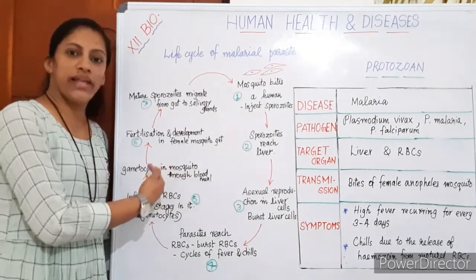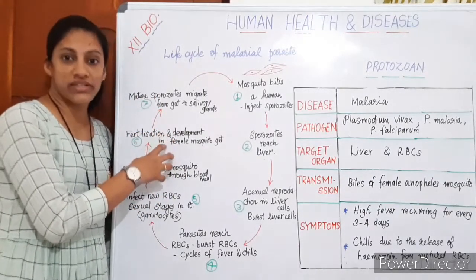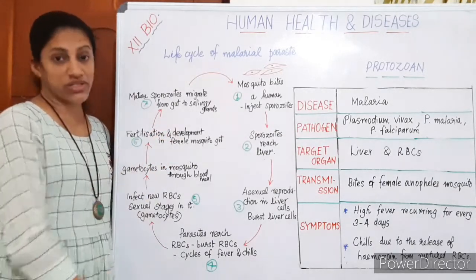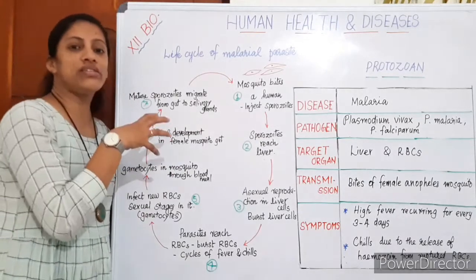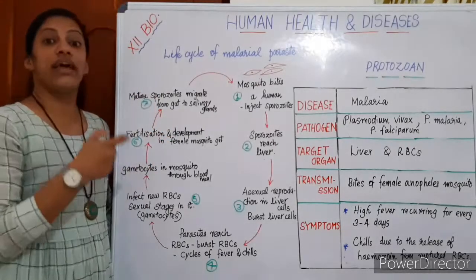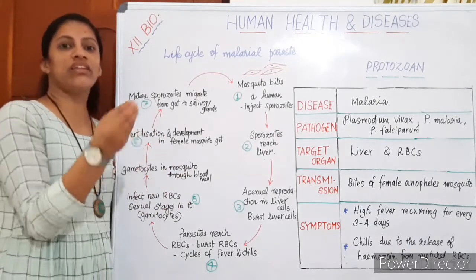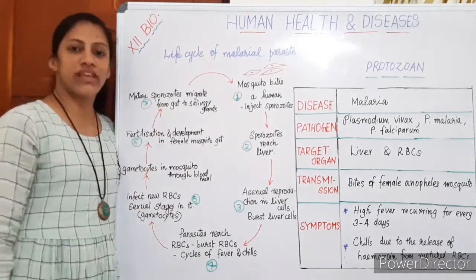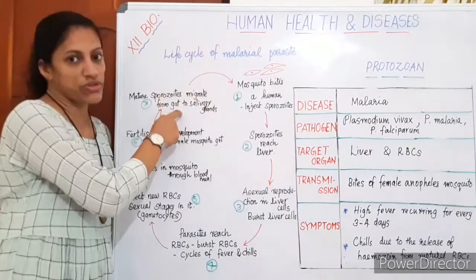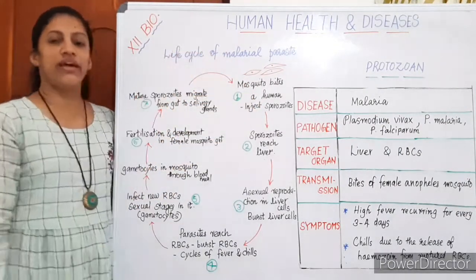And these gametes, male and female gametes, fuse. That means fertilization takes place within the gut of the mosquito. After fertilization it passes to the next stages. And the final stage, in mature form, sporozoites will be stored in the salivary gland. From the gut of the insect, the mature sporozoites migrate to the salivary glands. So when this kind of mosquito bites a human, it is easily delivered to the human body from the salivary glands.